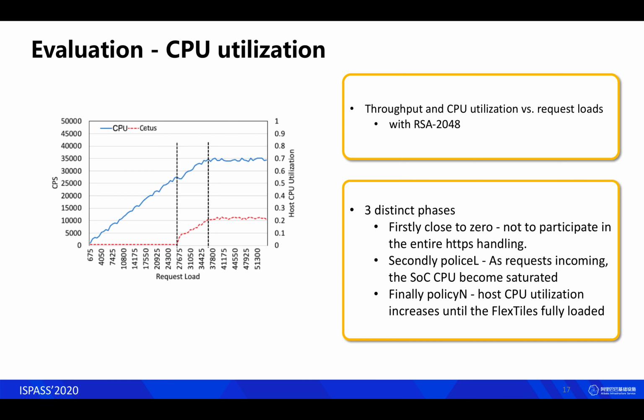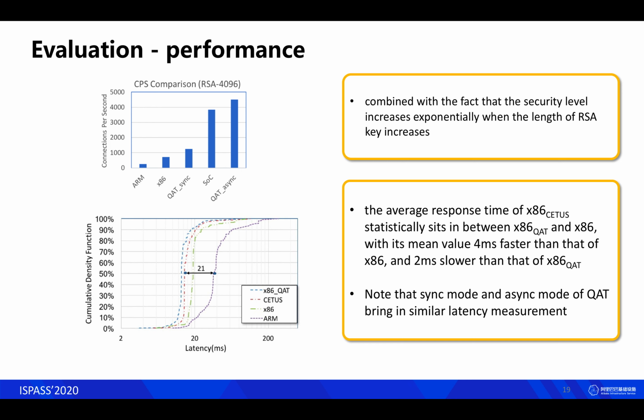Finally, we also show some performance data. For both RSA key lengths, the CETUS achieves much better CPS than that of the QAT card in the synchronous mode. In the scenario of RSA 2048, our measurement clearly demonstrates that the host CPU utilization with QAT reaches almost 70% as opposed to being completely free when using CETUS. Also note that once the RSA key length increases, the performance of the CETUS relative to the QAT also increases. This is mainly because the crypto computation increases exponentially.